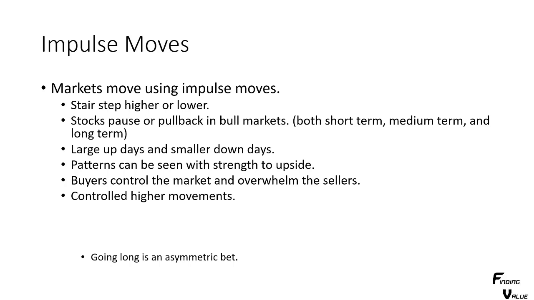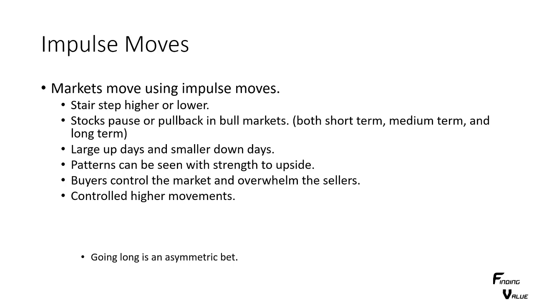So what we want to see is the buyers control the market, and we want to see them overwhelm the sellers. That's where you get the big up days and the small down days. We also want to see controlled higher movements, big up days and smaller down days. That's what I consider to be a controlled bull market. And I'll give you some examples.